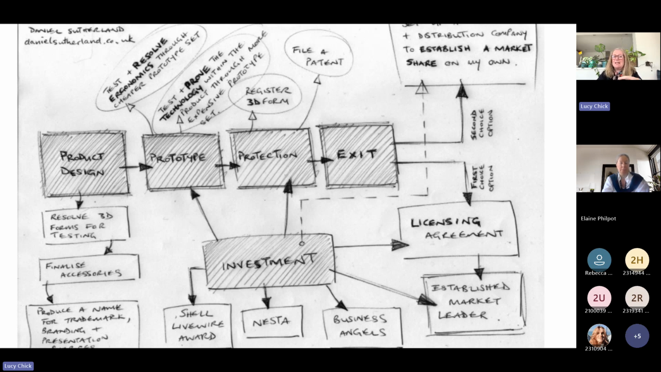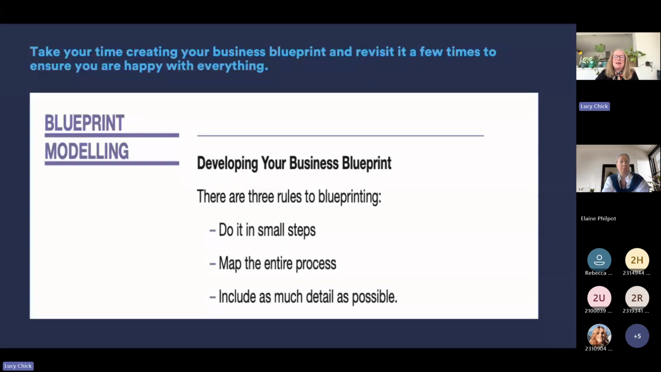When you just write a list, it's hard to see the relationships between different elements of your business. So breaking it out like this and drawing it, or putting it together in whatever format next to each other, helps you identify how those things connect. Okay, so the main thing I would say about this is do it in really small steps. Maybe try to map the entire process, include as much detail as possible.